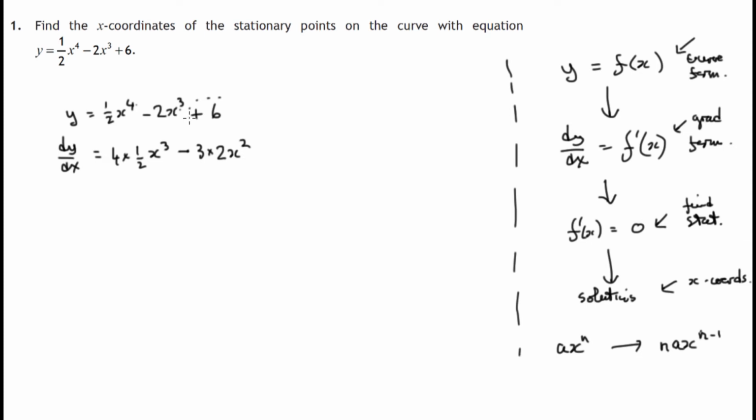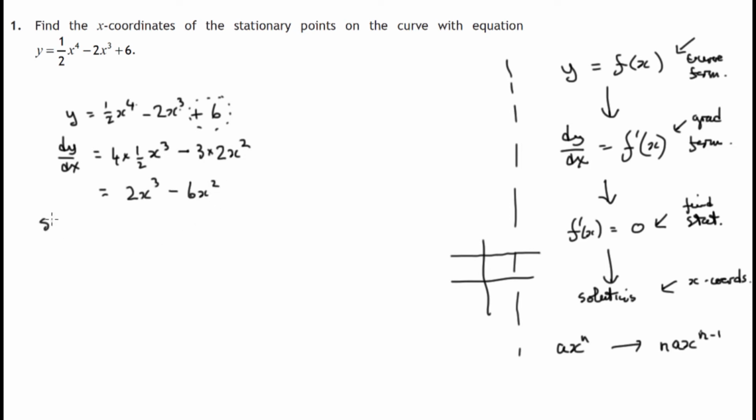And a constant, when we differentiate, will be 0. Differentiating a constant. After all, if you think of the graph of y equals 6, the gradient of that is 0. Remember, differentiating, we're finding gradient. So that gives us a plus 0. So here we have 4 halves, that's 2x cubed minus 6x squared.